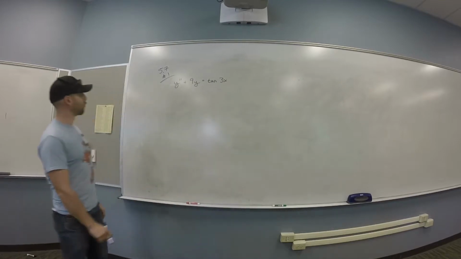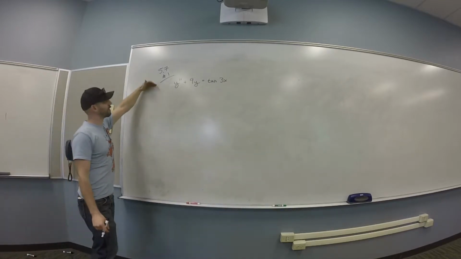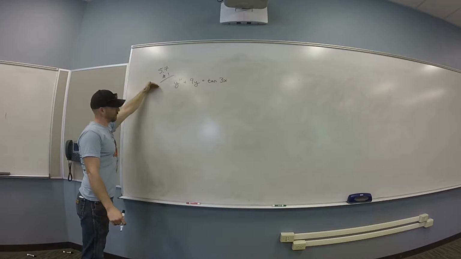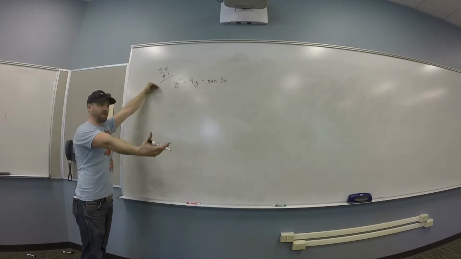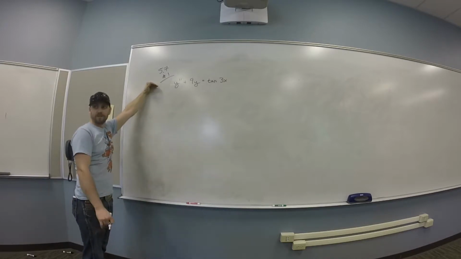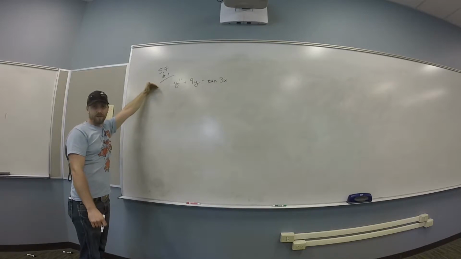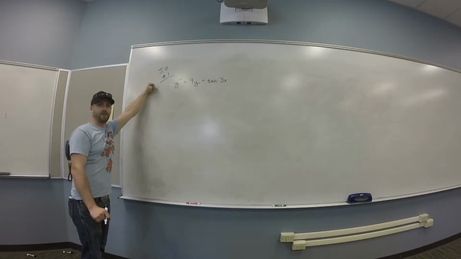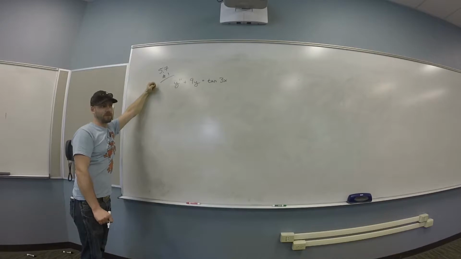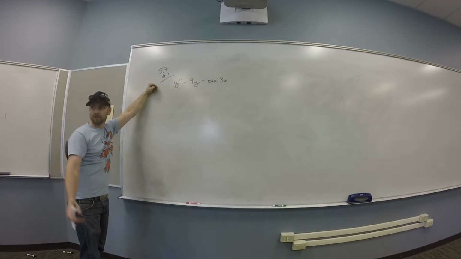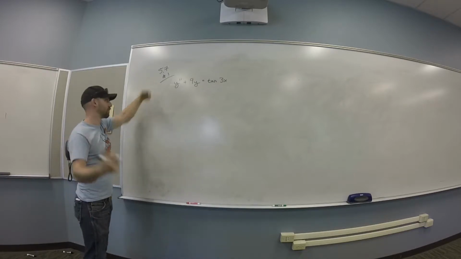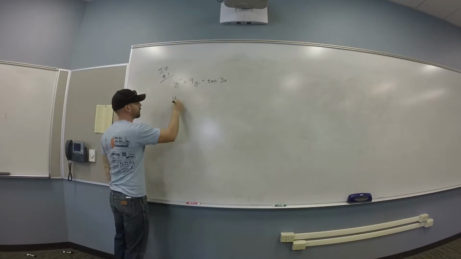Okay, so for 5.7 number 1, I'm supposed to take y double prime plus 9y equals tangent of 3x and use variation of parameters to find the particular solution. What do I need to do to have variation of parameters be a game I can play? Two solutions. The first thing I need is two solutions to the homogeneous version. So I make the homogeneous version.